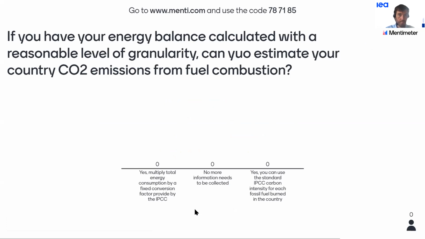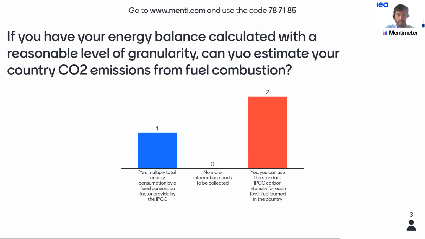You just multiply the total energy consumption by a fixed conversion factor. Then you can say, no, I need more data to be collected. And finally, you can say, yes, you can use the standard IPCC carbon intensity applied to each of the fossil fuel burned and then sum them. So what is your opinion on that? But no worries, Aidan, we show you how this is done by the IEA and how it is supposed to be done also on the IPCC guidelines. Yeah, you have 2 answers already. 3 answers, sorry.